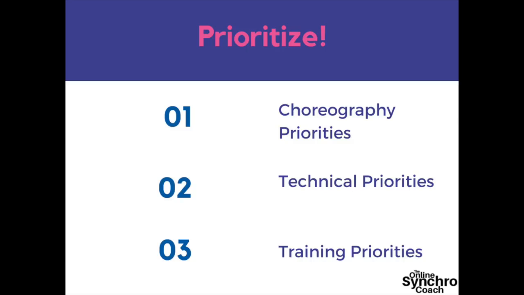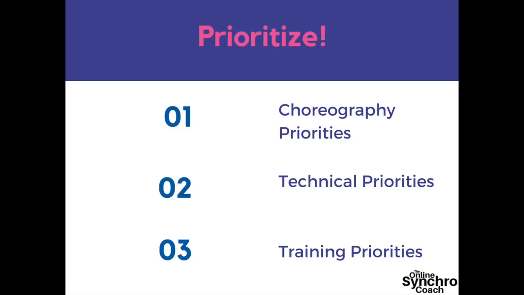Then there are training priorities. Perhaps there's endurance problems. Maybe there's breath holding problems. Again, all of this information that you got from analyzing will help you set the priorities that you're going to follow through in your practices.